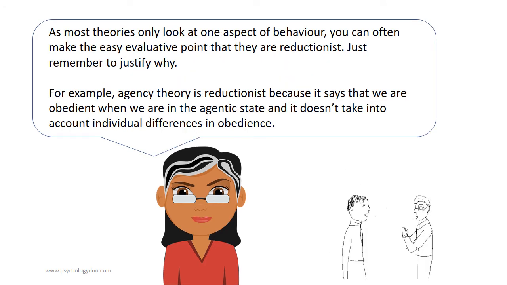As most theories only look at one aspect of behaviour, you can often make the easy evaluative point that they are reductionist. Just remember to justify why. For example, agency theory is reductionist because it says that we are obedient when we are in the agentic state, and it doesn't take into account individual differences in obedience.